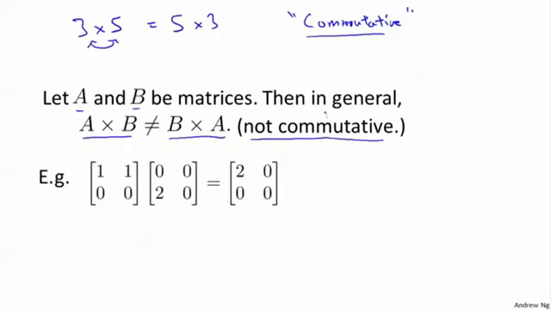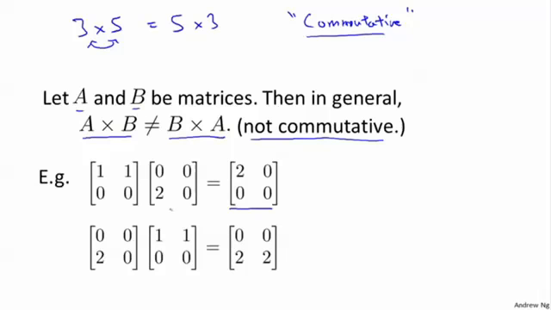As a concrete example, here are two matrices. This matrix [[1,1],[0,0]] times [[0,0],[2,0]]. And if you multiply these two matrices, you get this result on the right. Now, let's swap around the order of these two matrices. So I'm going to take these two matrices and just reverse them. It turns out if you multiply these two matrices, you get this second answer on the right. And clearly, these two matrices are not equal to each other.